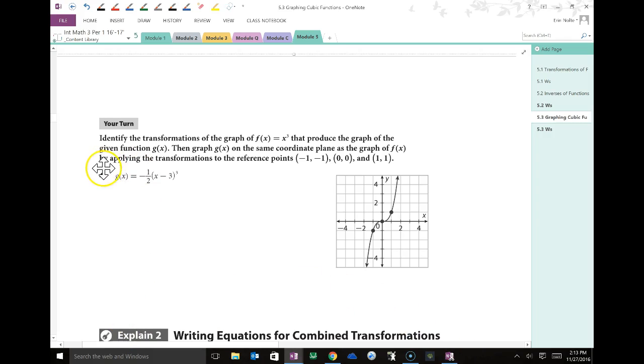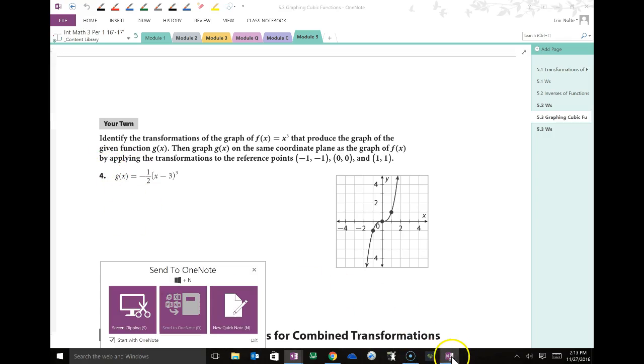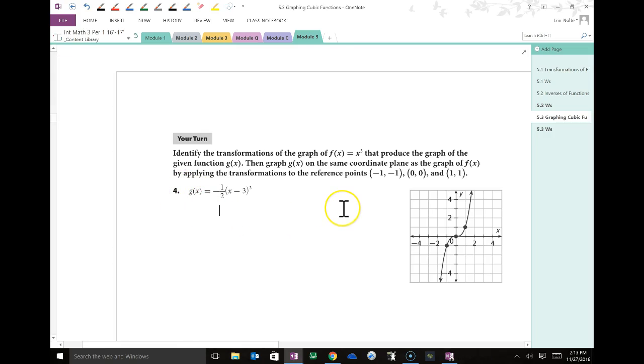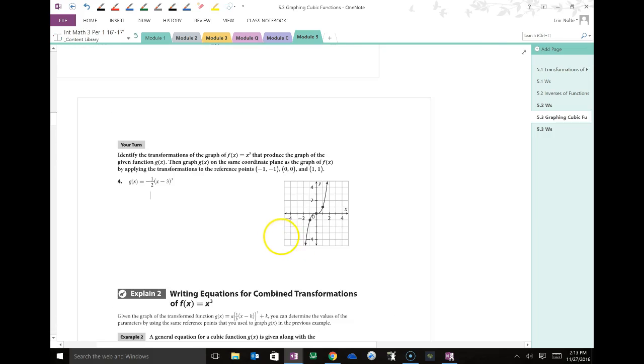Struggling with my stylus here. No, it's not letting me take a picture. Okay, I'll just have to write this down.